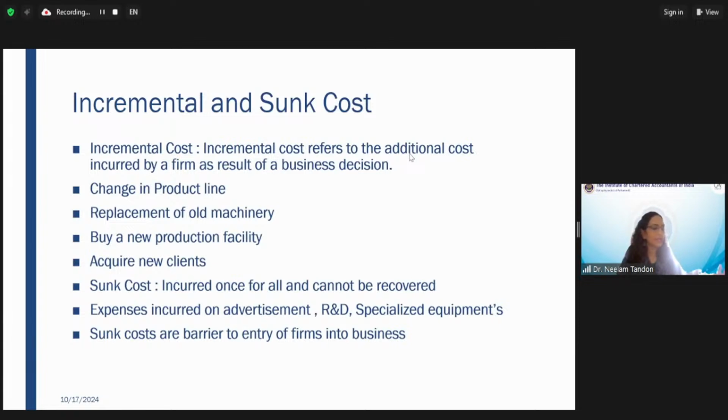Then incremental and sunk cost. Incremental cost is a concept similar to marginal cost. But marginal, अगर याद करेंगे, marginal is for additional unit, isn't it? Incremental is for the business decision making, because of which the cost increases. Additional cost a firm incurs by taking some business decision.